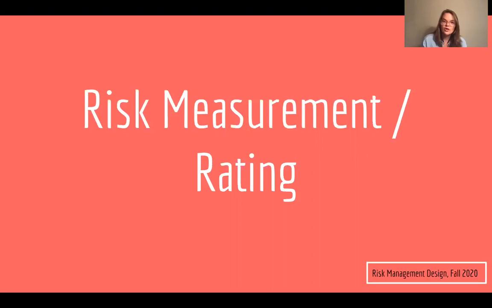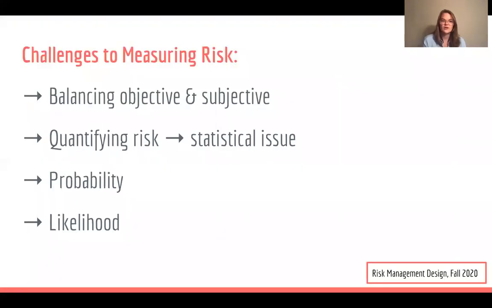And the way you're going to look at risk is very different than the way someone else is going to look at risk. So the challenge to measuring risk is really balancing that objective versus subjective. So how do we incorporate the fact that I'm going to have a certain perspective, but I need to minimize that in order to, as much as possible, objectively look at risk? How are we going to quantify risk? And a lot of this is going to come down to a statistical issue. So how do we create a statistical analysis around that risk to say, what is the probability or the likelihood of that risk occurring? And that's really where we're going to sit for most of our risk measurements.